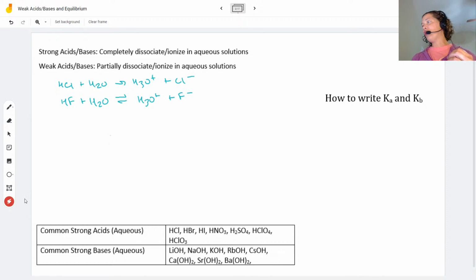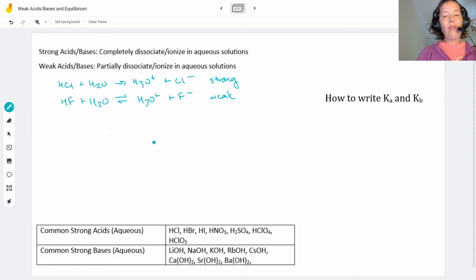And really the thing that you want to look at is the difference in the arrows. So a strong acid or a strong base is only going to have a right hand arrow. So it only proceeds from reactants to products. That's it. If you have a weak acid or base, you have both the forward and the reverse reaction happening. It is in equilibrium. Oh, I guess I should go ahead and maybe write, so this one is strong. This one is weak.